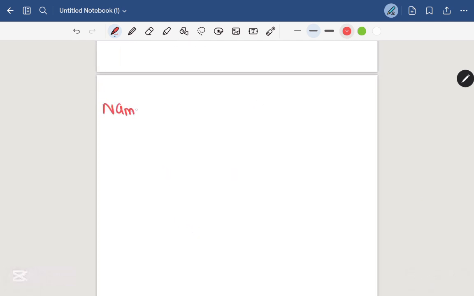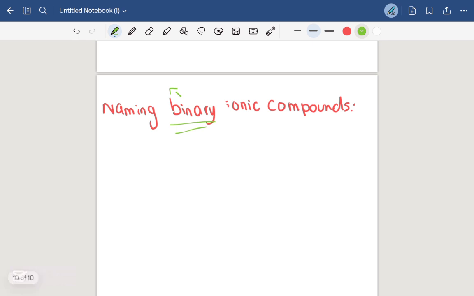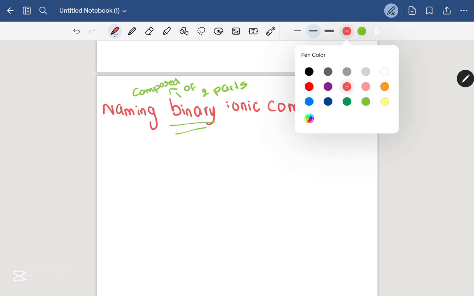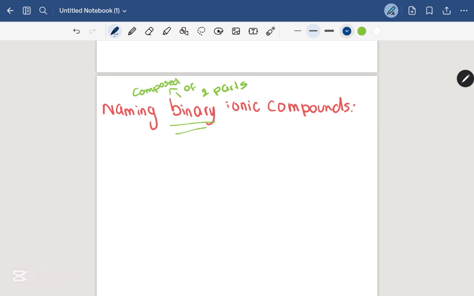So naming binary, very important, ionic compounds. So what does binary mean? Just from its name, binary means two. That means it's composed of two parts, which is most likely the cation and the anion. So composed of two parts. This is what binary means. So usually when we're dealing with a binary ionic compound, it is usually one cation plus an anion.